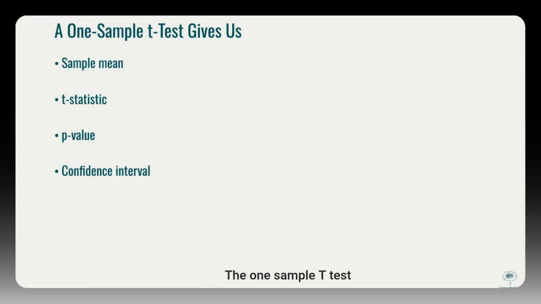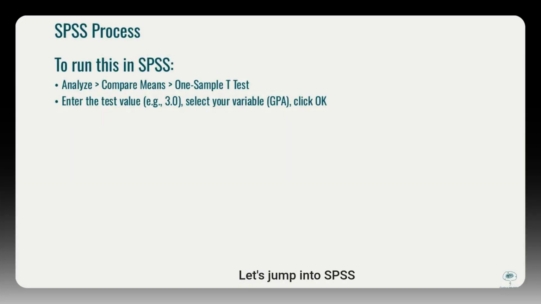The one-sample t-test gives us three main pieces of information. The sample mean, so we know where our group stands. The t-statistic, which tells us how many standard errors the sample mean is from the comparison value. And the p-value, which tells us how likely we'd get a result this extreme just by chance. It also gives us a confidence interval, which shows the range of plausible values for the population mean based on our sample. Let's jump into SPSS and run the test.